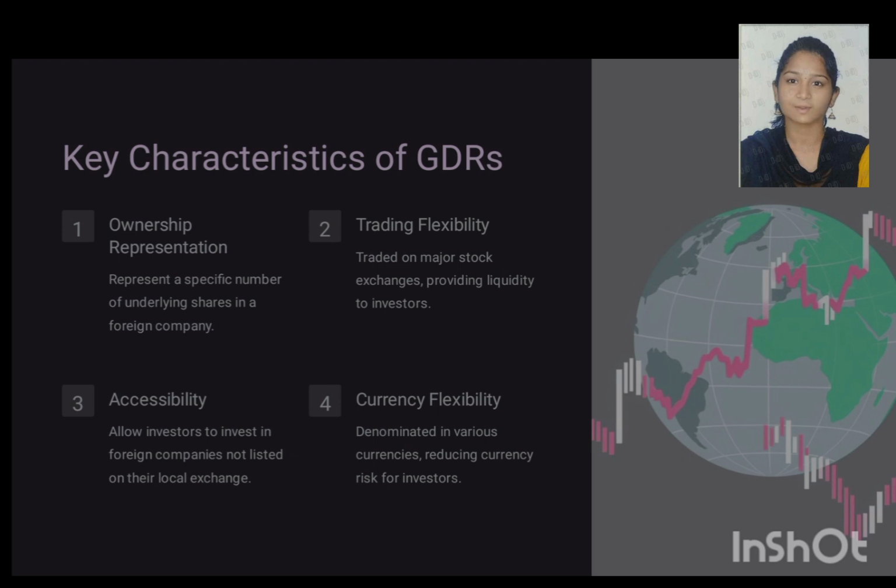The GDRs can be traded on major stock exchanges, providing liquidity to investors. Accessibility: GDRs allow investors to invest in foreign companies that may not be listed on their local exchange. And fourth characteristic is currency flexibility. Global depository receipts can be denominated in various currencies, reducing currency risk for investors.